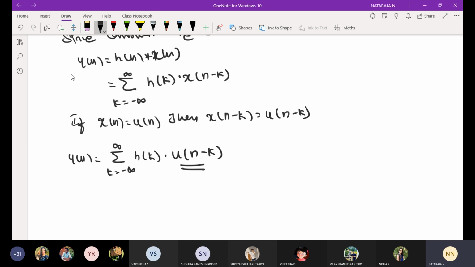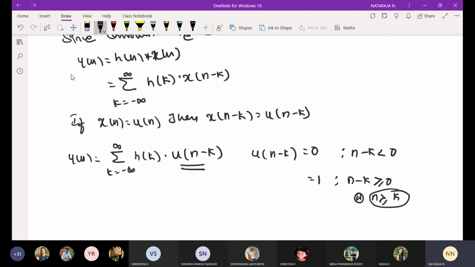Now I will find the limits for this u of n minus k. It is equal to 0 when n minus k is less than 0, and it is 1 when n minus k is greater than or equal to 0, or equivalently when n is greater than or equal to k. Based on these limits we are going to solve the problems. Now, based on this condition, my signal y of n will change. My limits will change from k equal to minus infinity to n.